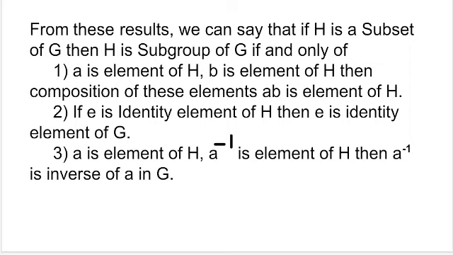Then the second property is, if e is the identity element of H, then e is the identity element of G also, that is, the identity element is the same, that is unique. Also, if a is an element of H and a inverse is an element of H, then a inverse should be the inverse of a in G also. That is, the inverse for any element a is the same in H as well as G, right? So this is all about the first theorem.